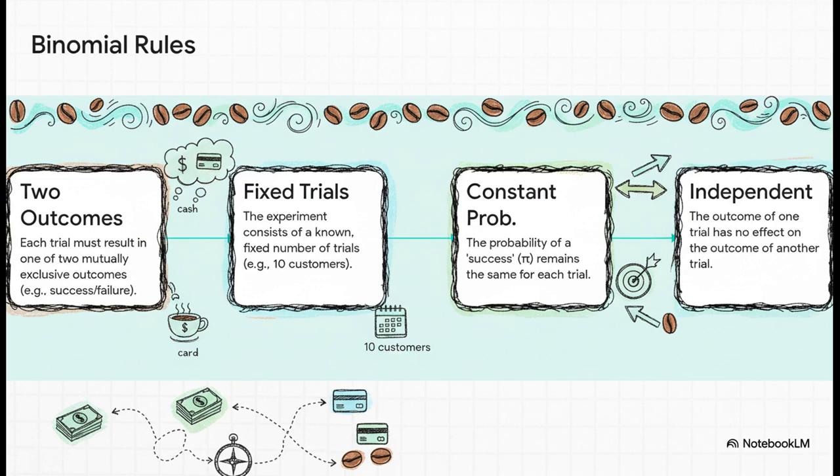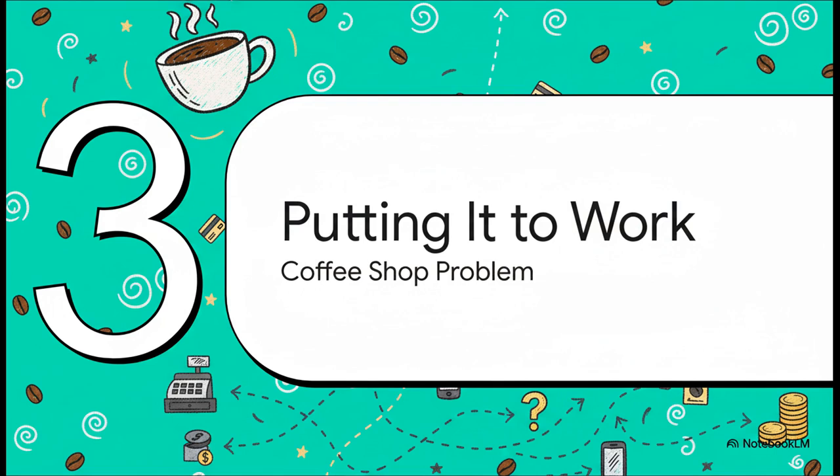Check. Third, the probability of a success has to stay the same for every single trial. That means the chance that any given customer uses debit has to be constant. And finally, number 4, the trials have to be independent. What the first customer does has 0 effect on what the second one does, and so on. If your problem checks all 4 of these boxes, boom, you can use the binomial distribution. And you know what? Our coffee shop problem, it checks every single box.